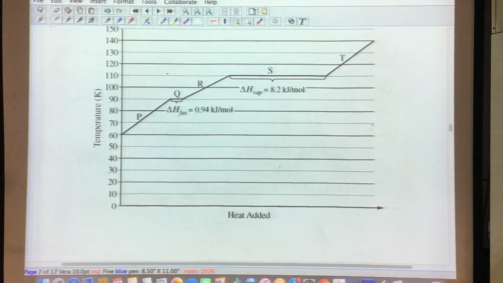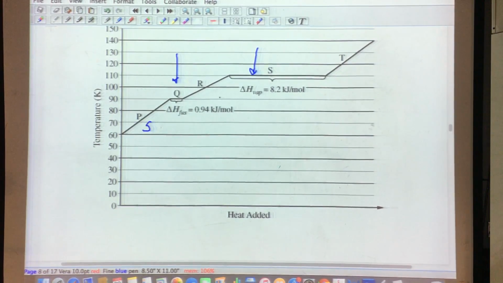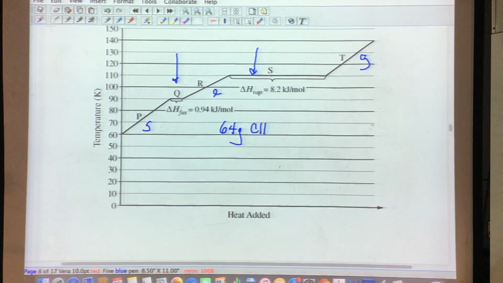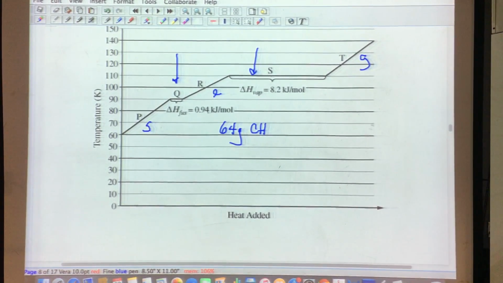Now, heat of vaporization, heat of fusion. This is melting. This is solid, liquid, gas. This is solid going to a liquid, which is melting. They gave me 64 grams of methane. Look at the units: this is kilojoules per mole. So I have to convert this to moles.